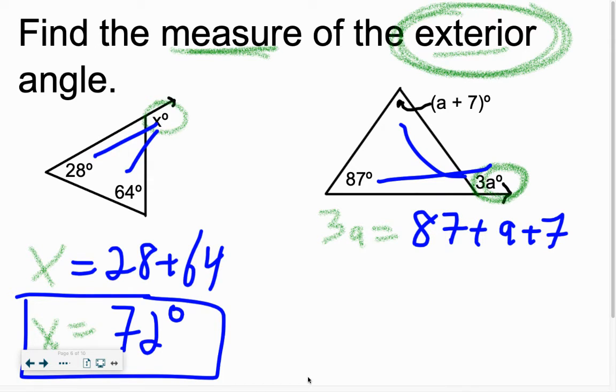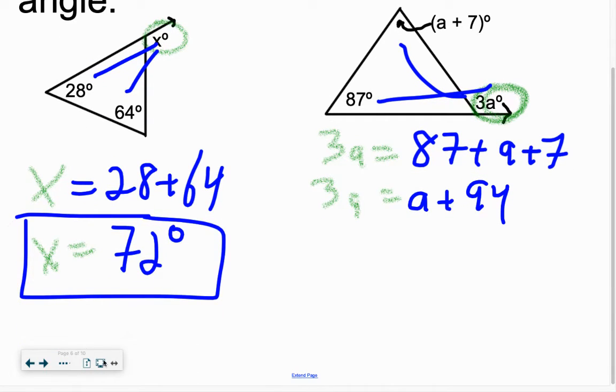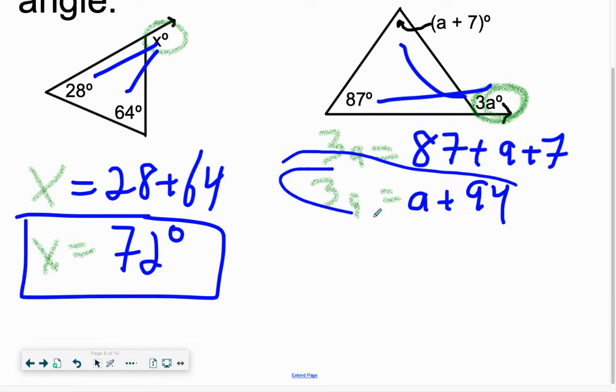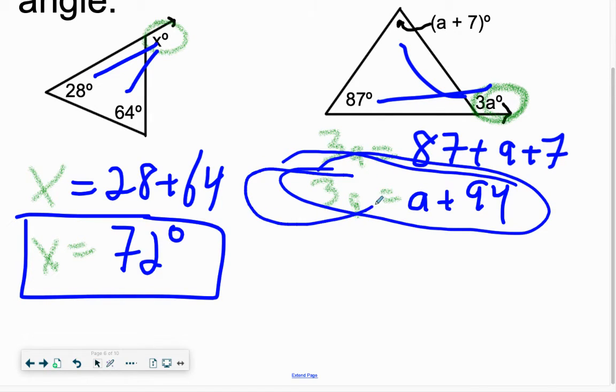Let me add those like terms. So that's A plus 94 equals 3A. Now, solve that equation for your value of A. Notice again, since there are variables on both sides, I'm going to start looking at each side individually.